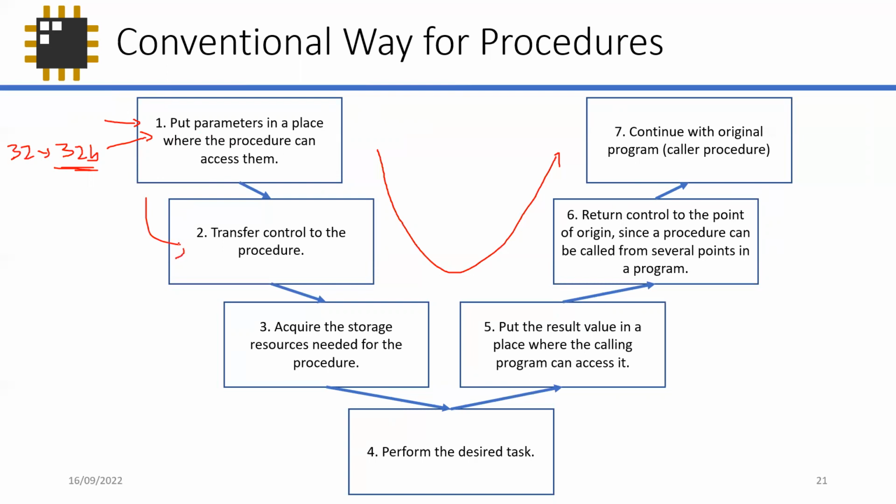Then you transfer the control to the next procedure, the callee procedure. You acquire storage and resources for that procedure, and then you perform the desired task. You're going to see this pattern later on. Then you put the result into specific registers or memory. You return the control to the master procedure, and continue at the original point where you called the callee procedure. Now I know this sounds fast and hairy, but I'm doing it because it's recorded anyway, and you're going to see it in the next example.